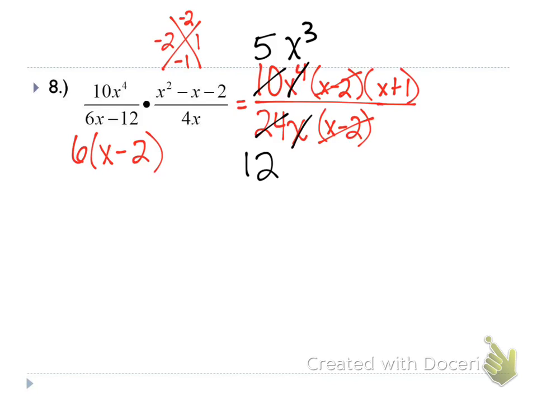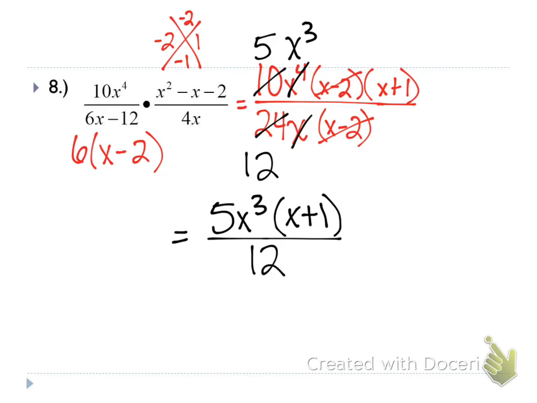To finish this, we just have to write our answer and make sure nothing else can simplify. What's going in my numerator? 5x to the 3rd, times x plus 1. What's going in my denominator? Anything else with the 12? No. Why is there not an x by it? It canceled out with the x to the 4th in the numerator. That's how we got the x cubed. Nothing else here simplifies or cancels out, so that is our answer.